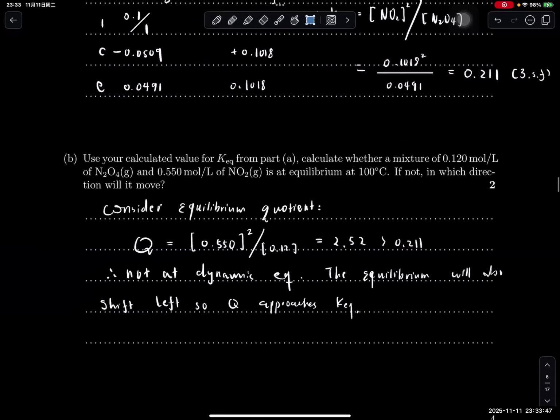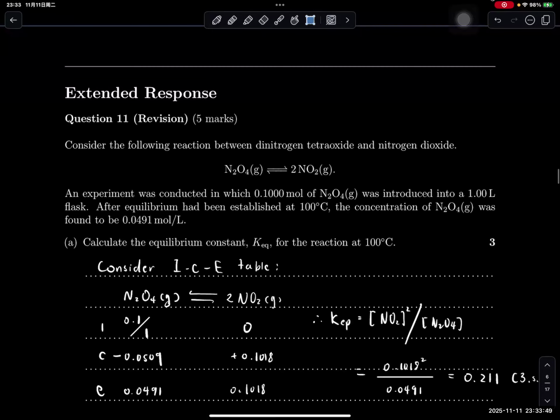Right, extended response. Extended response question 11. Consider the following reaction between dinitrogen tetroxide and nitrogen dioxide. An experiment was conducted in which 0.1 moles of dinitrogen tetroxide was introduced into a 1 liter flask. After equilibrium has been established at 100 degrees Celsius, the concentration of that was this much. Okay, so clearly it's an IC table question. It was a revision from booklet 3. Calculate the equilibrium constant Keq for this reaction at this temperature. As temperature remains the same, Keq is the same.